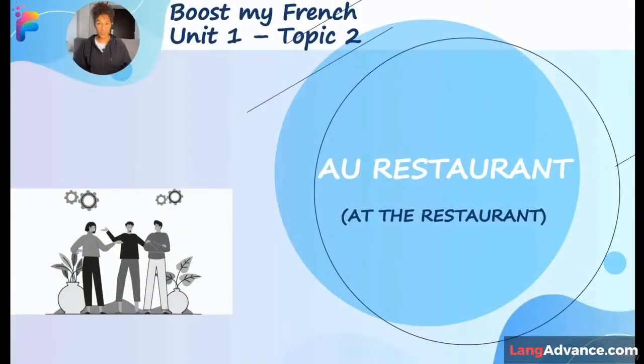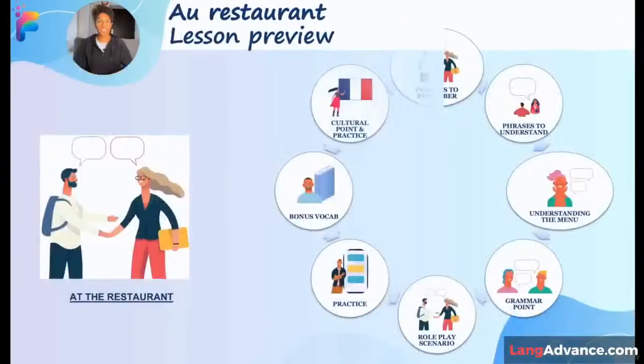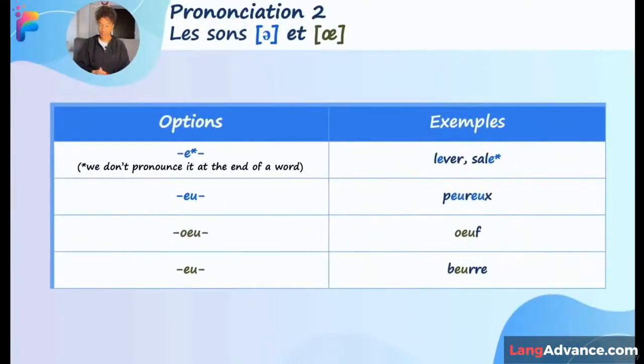Au restaurant, at the restaurant. In this lesson, we will have 8 different parts and we'll see phrases to remember, phrases to understand, understanding the menu. There will be a grammar point. We'll also have a role play with a full scenario. After that, we'll do some practice. Then you have bonus vocabulary section. And to finish, you have the cultural point and more practice. Let's get started. Prononciation, deuxième partie. Pronunciation, second part. And this time, we're going to see E and E.